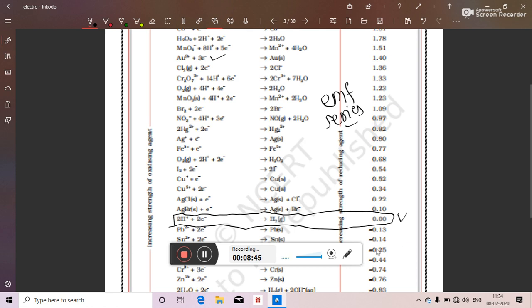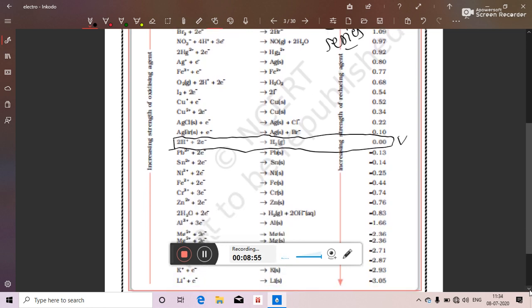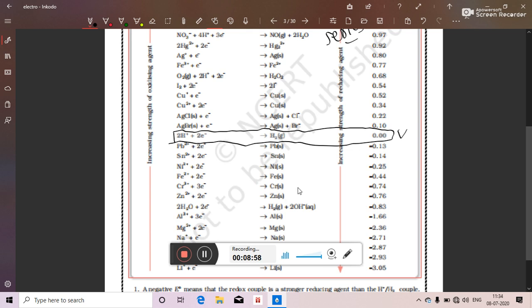Now if we are constructing a cell by using any two half cells, then from this table we can easily say which half cell will be anode and which will be cathode. For example, if you are constructing a cell by using nickel and iron, out of the two, nickel has more reduction potential, so it can be reduced easily and will act as cathode, while iron has less reduction potential, so it can be reduced with difficulty, will undergo oxidation, and so will act as anode.